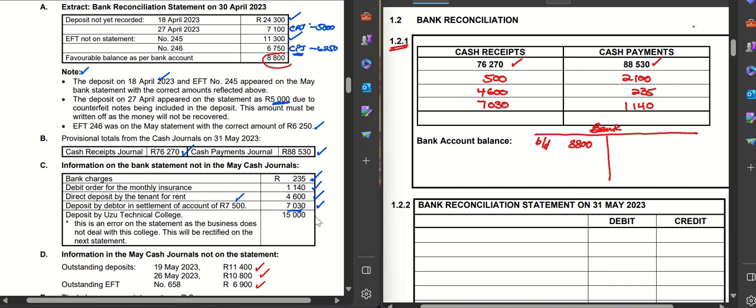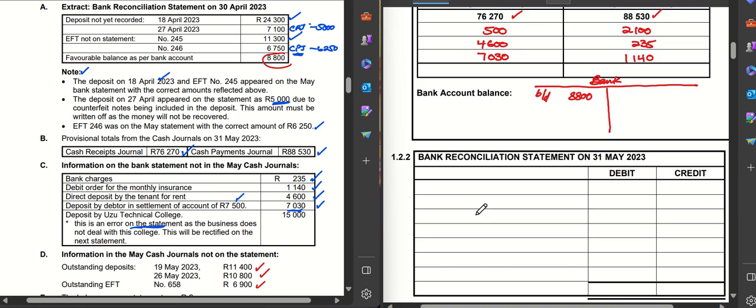7,030. This one there. The next one, deposit by Uzu Technical College of 15,000. This was an error on the statement. That means it is an error by the bank. That means now that comes to the bank reconciliation statement.